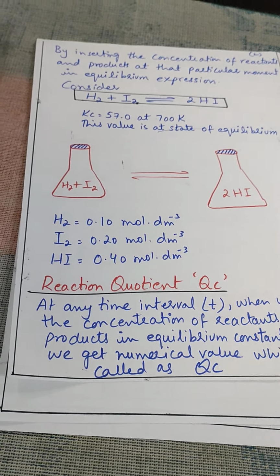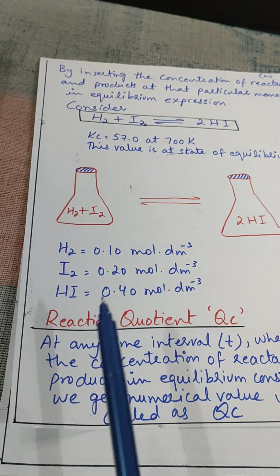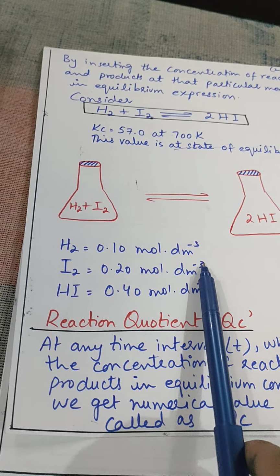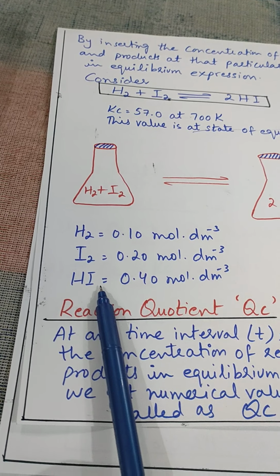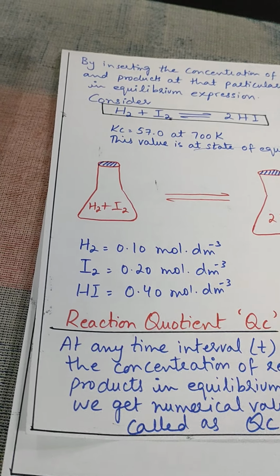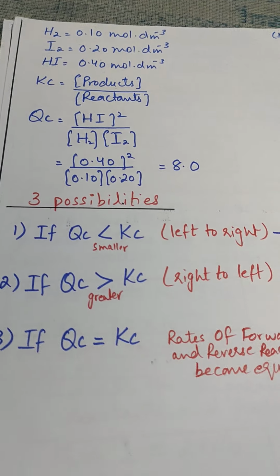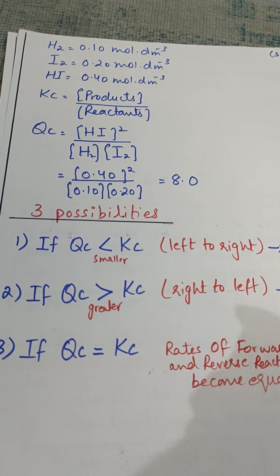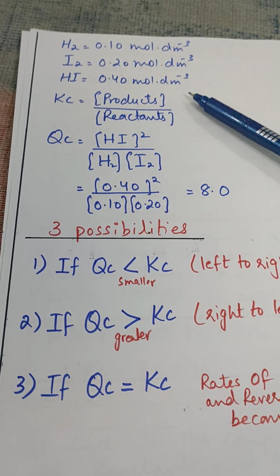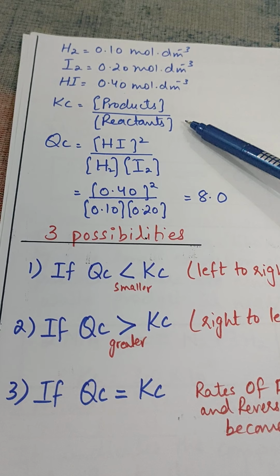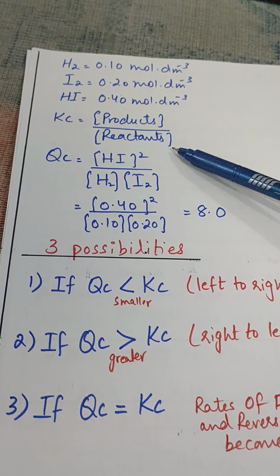So here you can see that the hydrogen concentration is 0.10 mole per decimeter cube, iodine concentration is 0.20 mole per decimeter cube, while that of the hydrogen iodide is 0.40 mole per decimeter cube. As already discussed, the Kc for the reaction is 57.0. If we put these supposed values in the equilibrium constant expression, the Kc expression can be represented as Kc is equal to products divided by the reactants.